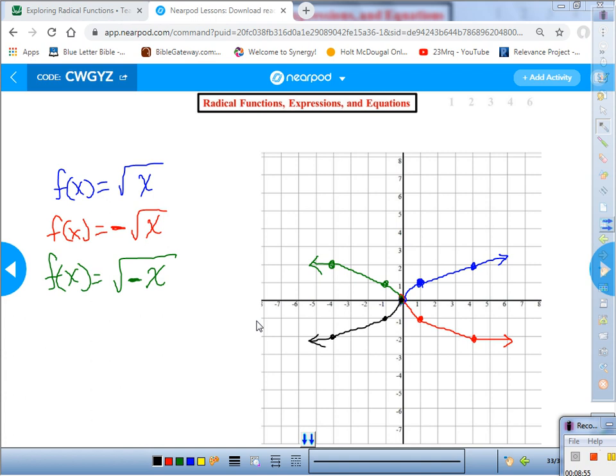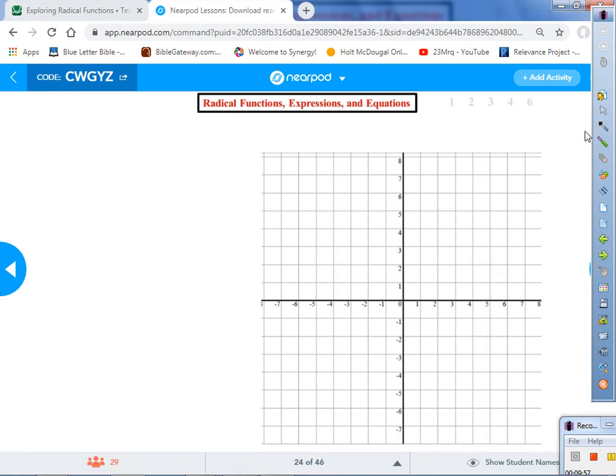Cindy, pass someone. Victor, what's our new function? f(x) what? Negative square root of negative x. Hands if you got that. That is correct. Okay, we got this, yes? Yes, Mr. Q. All right, good. All right, so we got those.